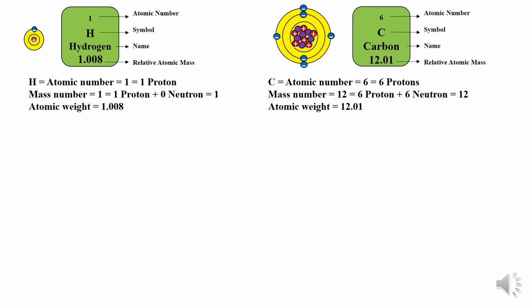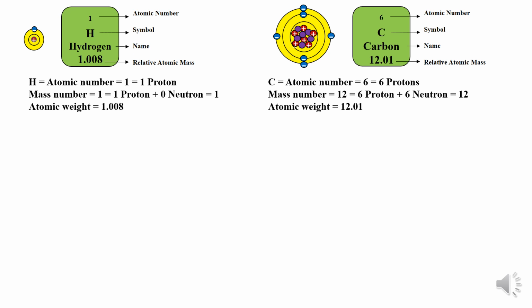And in case of carbon atom, atomic number is 6 as it contains 6 protons in the nucleus. Mass number is 12 as the nucleus of carbon atom contains 6 protons and 6 neutrons. And therefore, the mass number is 12. But the atomic weight is mentioned in decimals, that is 12.01.